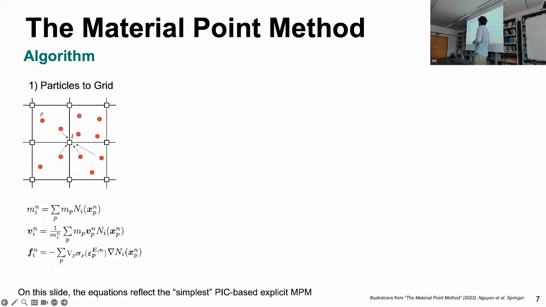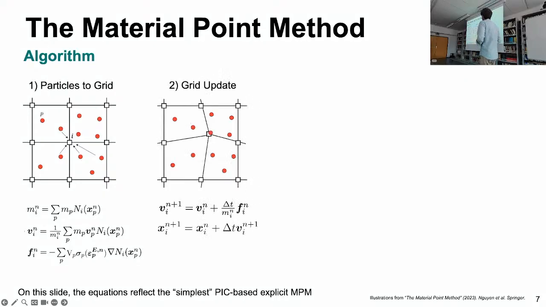So the first step is to take all your particle quantities and interpolate them to the grid. So here you see I find the mass on the grid node I, velocity on grid node I, and forces on grid node I from the particle quantities, mass of the particle, velocity of the particle. The mass of the particle is constant, so mass conservation is automatically fulfilled. And this is just basically an interpolation step.